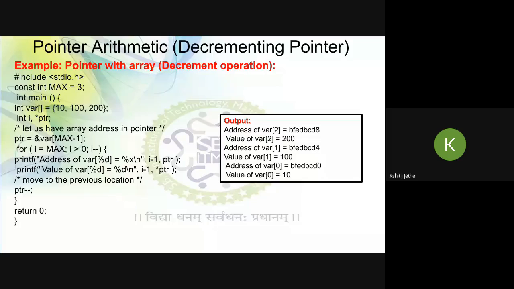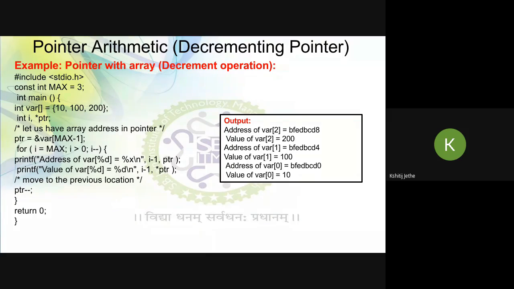It will decrement ptr by 4, because ptr is of type integer and the array is also of type integer. So when we perform the decrement operation, it will jump by 4 memory locations. Next time when we print the address, we will see a difference of 4. After performing ptr--, the address has changed. Then i-- will be executed, and then the condition will be checked again.